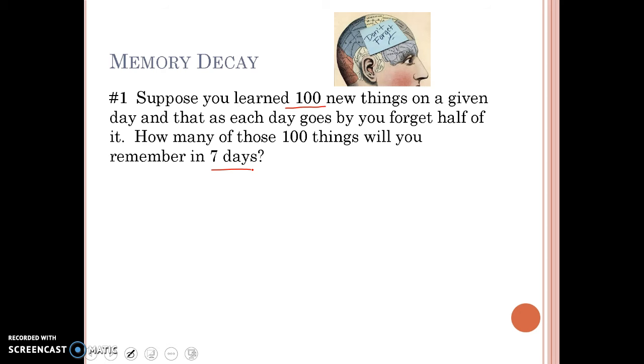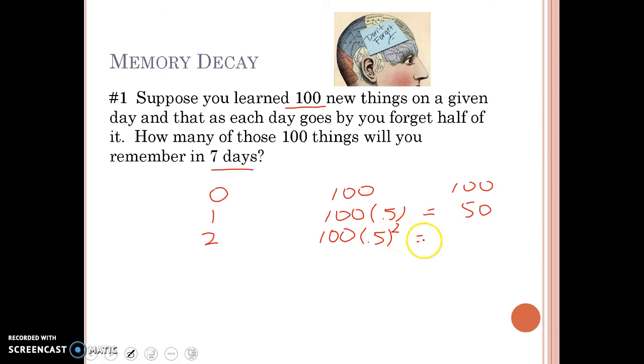So let's start with this. On day 0, you learned 100 things. After 1 day, you took those 100 things and you only remembered half of it. So we're going to multiply 100 times a half, which means there were 50 things that you remembered. You started with 100. On the second day, you'd only remember half of those 50 things. We could get that number by doing this. You started with 100 things, and we multiplied it times 1/2 to get 50. Then we're going to multiply by 1/2 again, which means we're going to multiply by 1/2 twice. And that's 25 things that you remember.